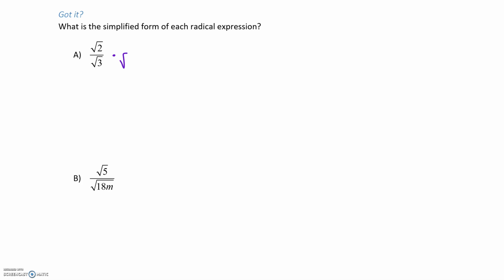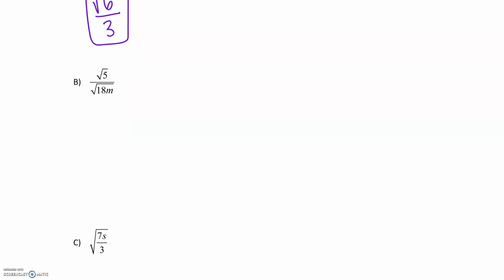So we're going to have times the square root of 3. That leaves us with the square root of 6 over 3. And on this one, we've got times square root of 18m over the square root of 18m. That leaves us with the square root of 90m over 18m.